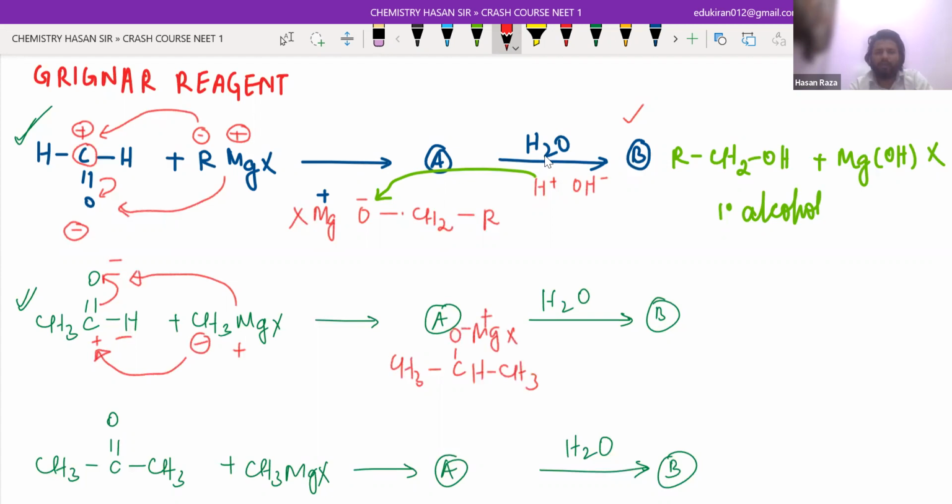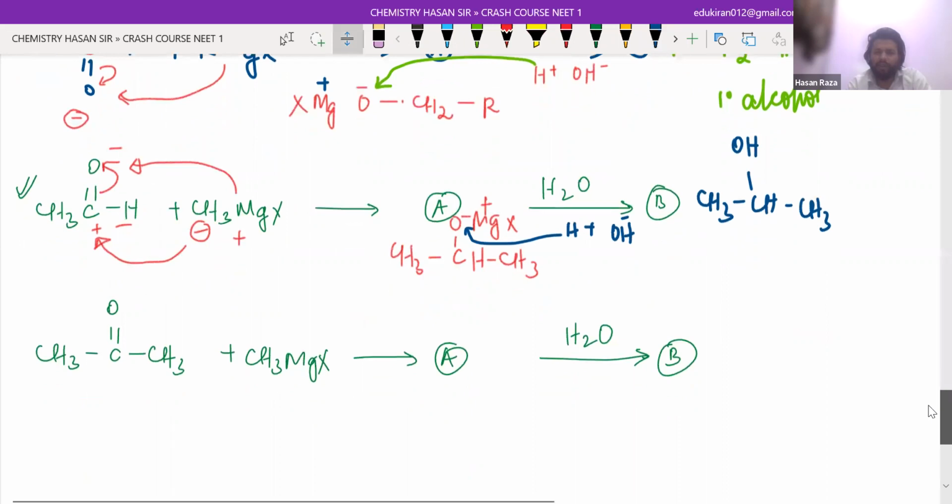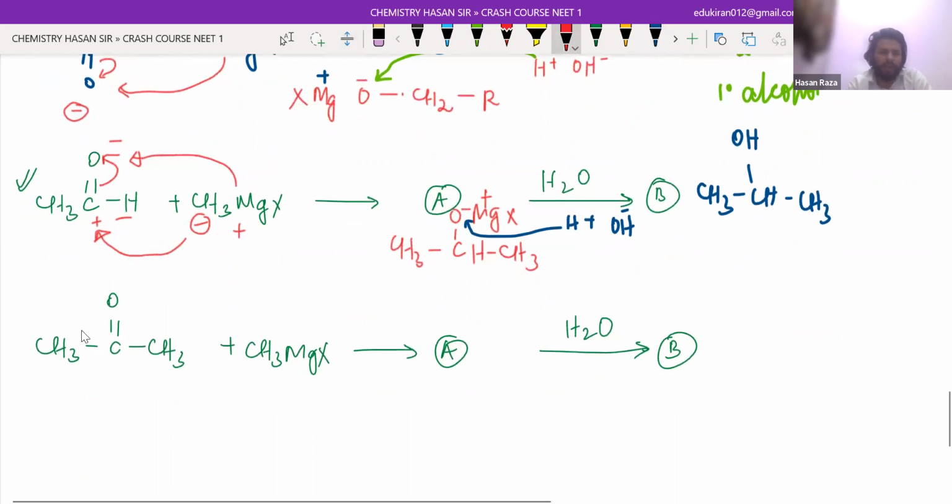After doing the hydrolysis, you know that H plus and OH minus are there, and this H plus will directly attack the O. So you will be getting a 2 degree alcohol, CH3, and the rest of the part will be this. If you are going to do the same reaction with Grignard reagent with a ketone, what will happen?